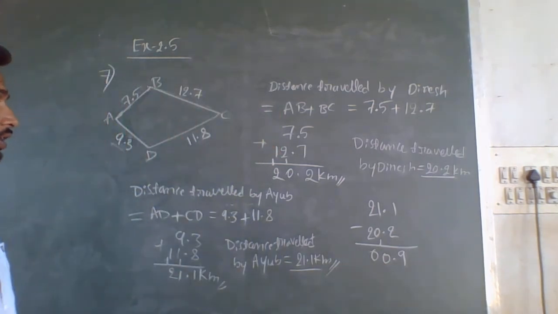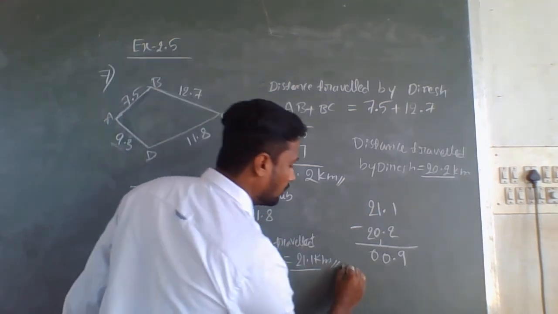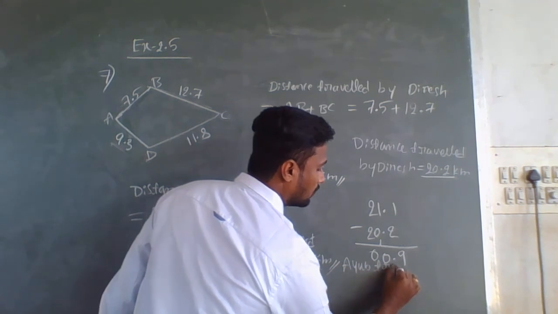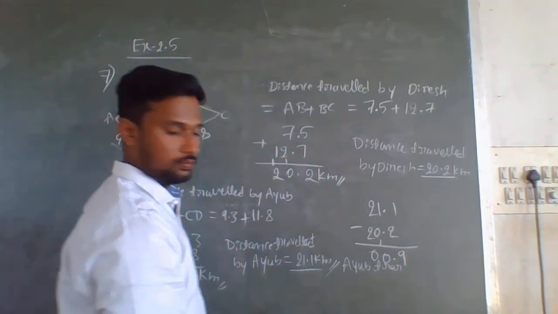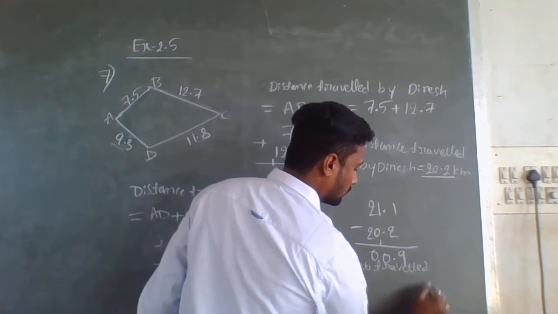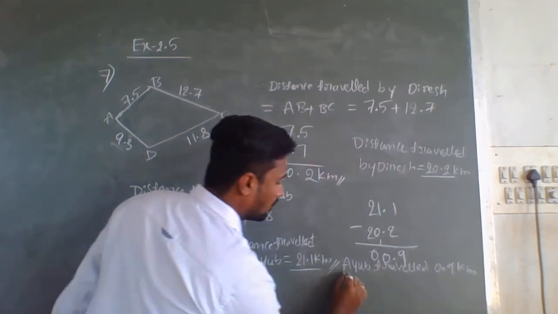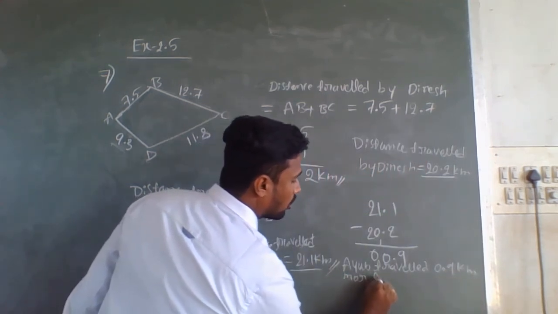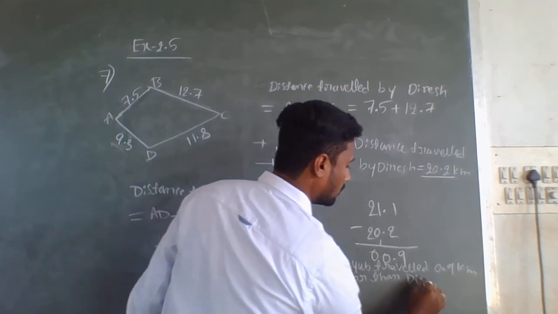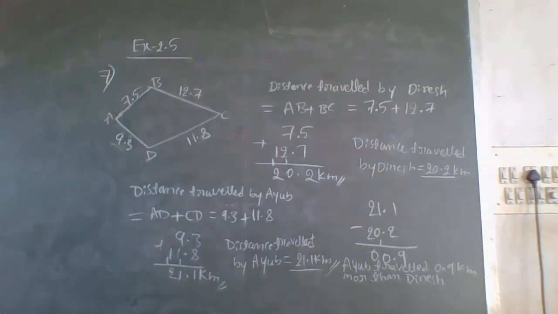Okay. So here you should write Ayub travelled 0.9 kilometer more than Dinesh.